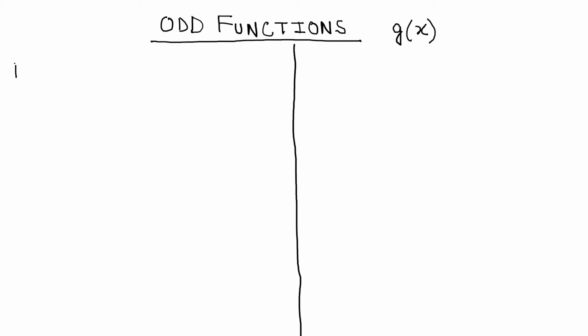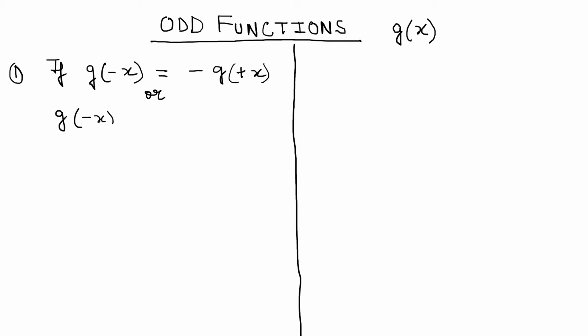So, point number one, if g of minus x is equal to minus times g of plus x, or if g of minus x plus g of plus x gives a 0, then g of x is an odd function.